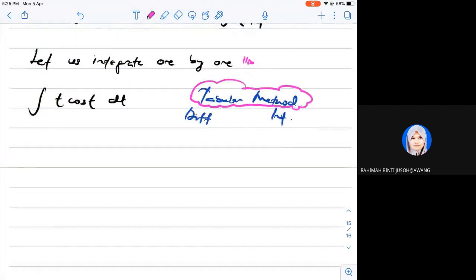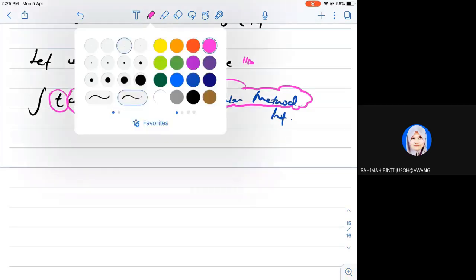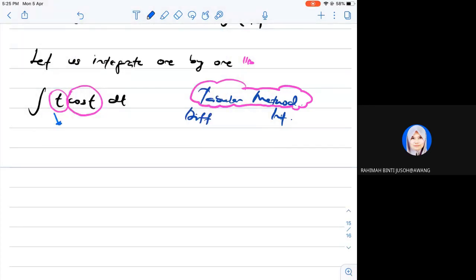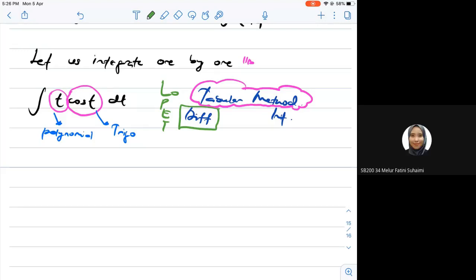Alright, so how do we identify which function to be differentiated? Okay, ini tengok, this one kita ada polynomial, and then ini kita ada trigonometric function, trigo. So which one to be differentiated is by using log-pad. So berdasarkan urutan log-pad ni, which one comes first? Polynomial dulu ke trigo dulu? Polynomial dulu, yes, very good.